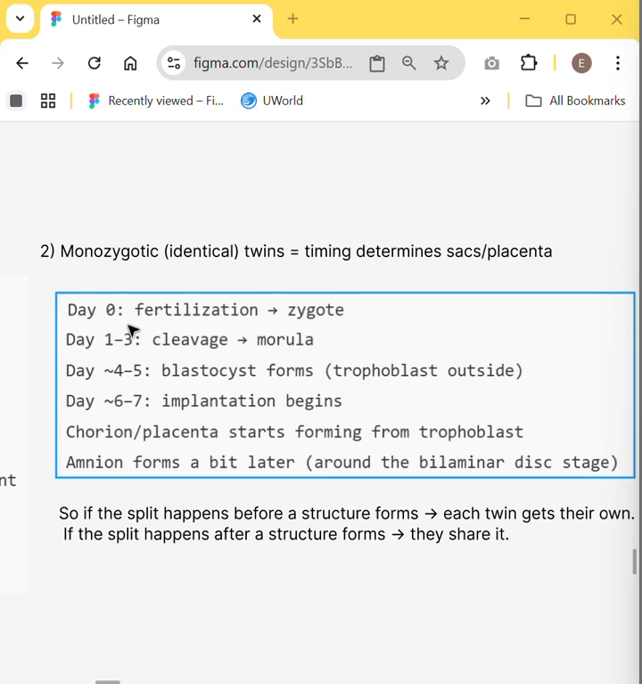In monozygotic identical twins, the timing determines the sacs or the placenta. Now at day 0, fertilization is happening and you have a zygote, and on days 1 to 3, the cleavage is creating a morula. Then on days 4 to 5, the blastocyst forms with the trophoblast outside, and on days 6 to 7, the implantation begins. And then you have the chorion or placenta starting from the trophoblast. Amnion forms a bit later, around the bilaminar disc stage.